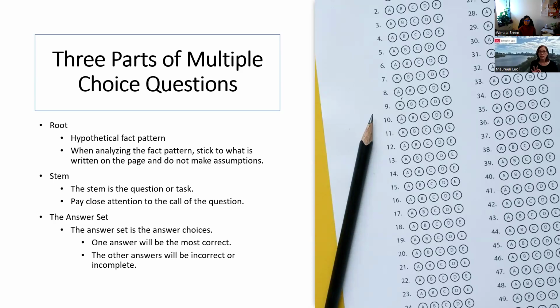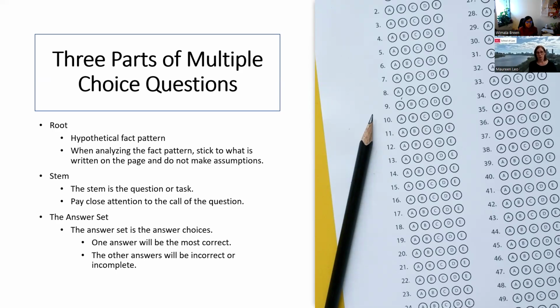So there are three parts of a multiple choice question. One is the root, the second is the stem, and the third is the answer set. The root is the hypothetical facts that are being asked of you. When analyzing a fact pattern, stick to what's written on the page. Do not think of extraneous things that aren't there. It is very easy to get caught in a trap of assuming facts that aren't present in the question that you use to inform your thinking and answering it. Don't fall into that trap. The facts are the facts that are identified in the root.